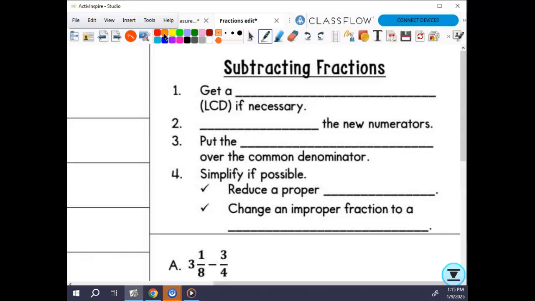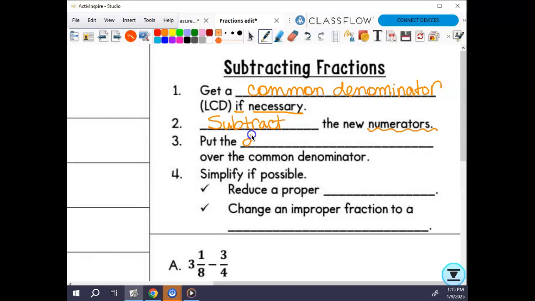So, subtracting fractions. Guess what? Most of it's pretty much the same as adding. We get a common denominator if necessary. Now again, it's totally necessary to have one. It just might not be necessary to get one if you already have it. Then, since we're subtracting, we subtract the new numerators. We leave the denominator alone.